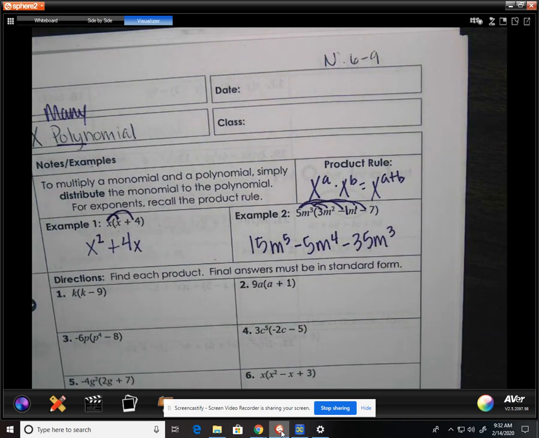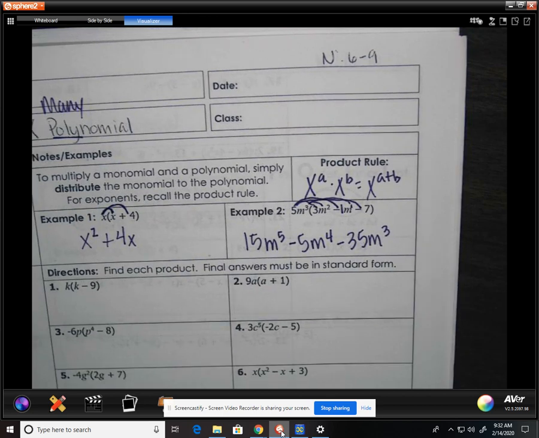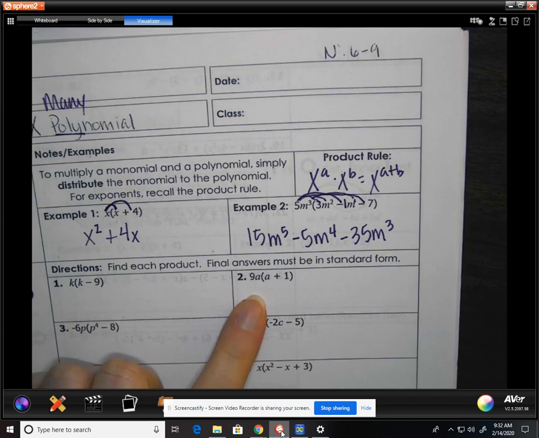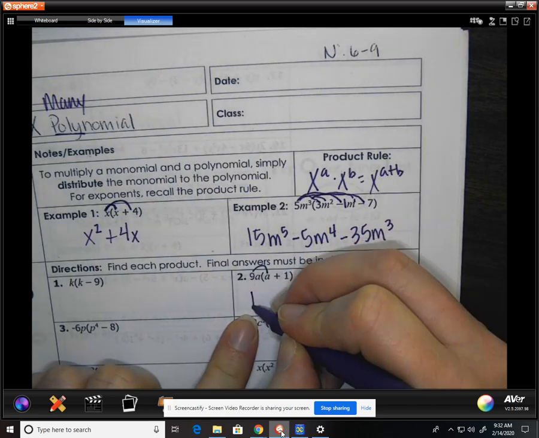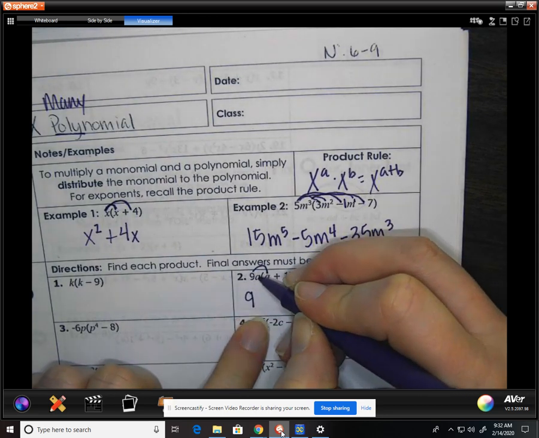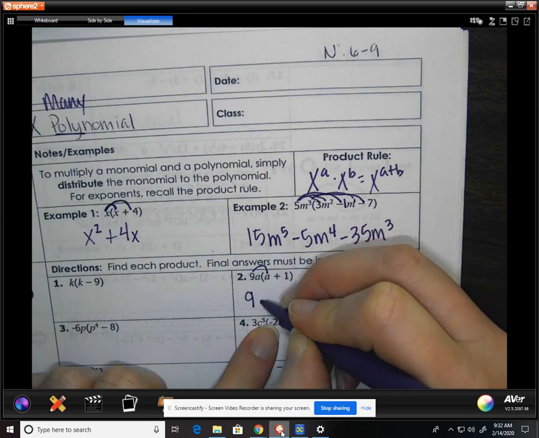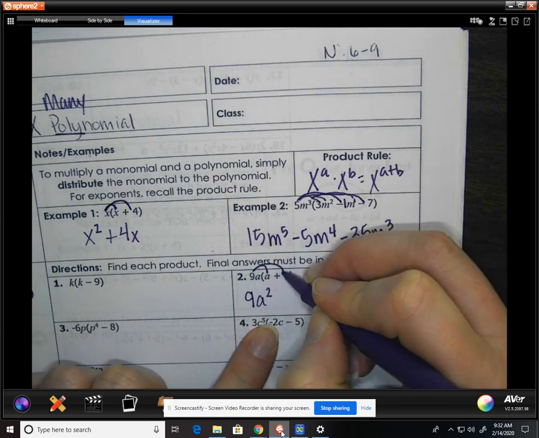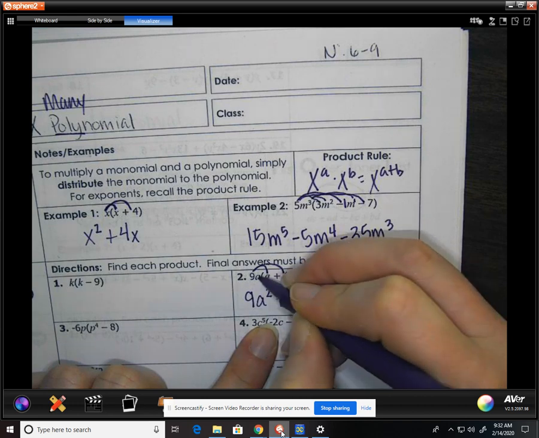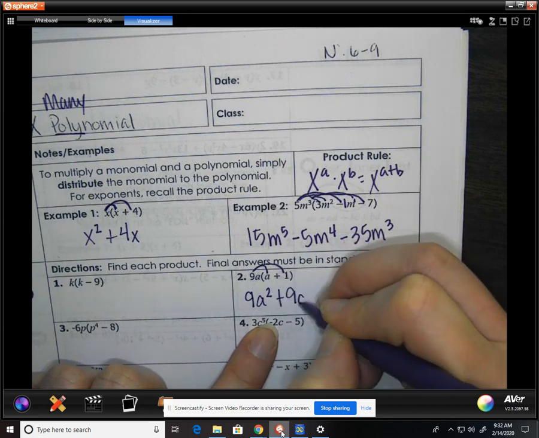Okay, so as you're working these, I'm going to do the evens with you, and then you have to do the odds. So going over these, if I have 9a times a plus 1, we're going to do 9 times 1, which is 9. And if you have an a and an a, that makes a squared because 1 plus 1 is 2. And then I'm going to do 9 times 1, which is 9. And then I have an a and no a's, so that's a total of 1a.